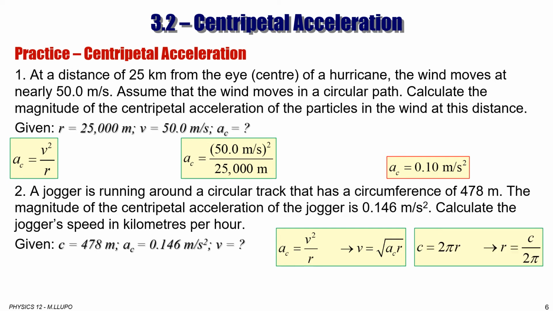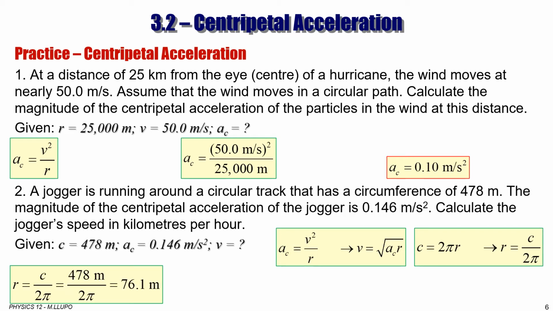And another thing is the connection between circumference and radius. So circumference is equal to 2 pi r, and we can solve for r, which is equal to C divided by 2 pi. Now we can solve for the radius, which is 76.1 meters.